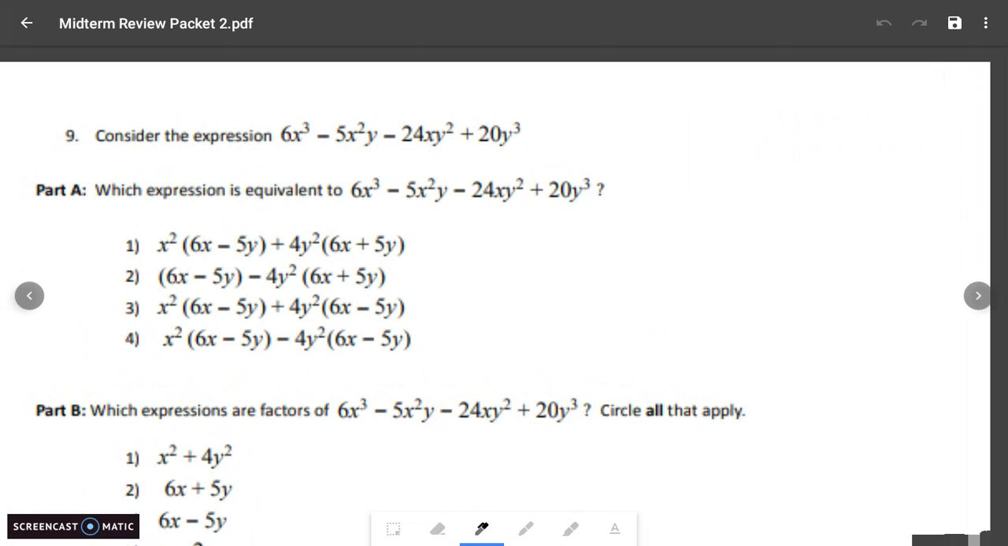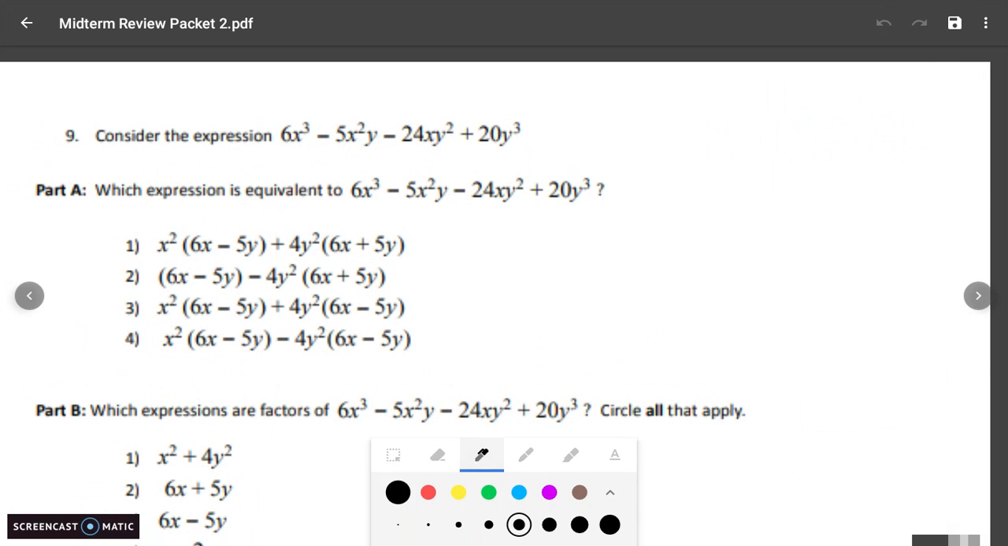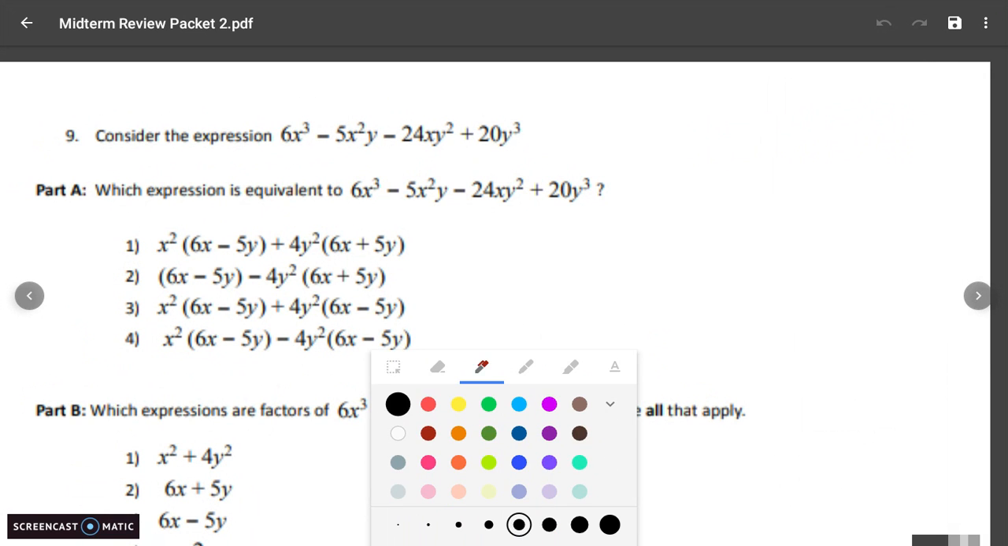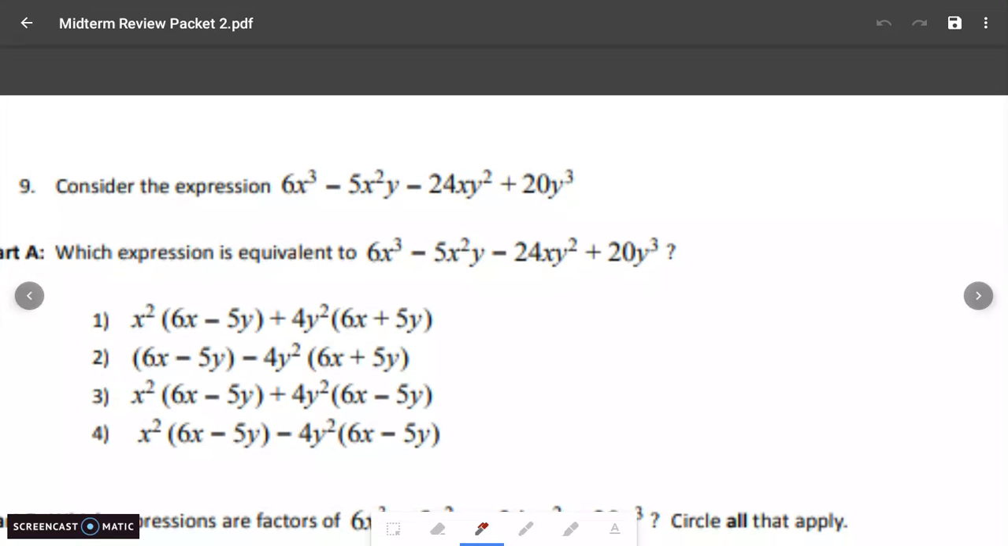Okay, so 9's broken into a bunch of parts for us. First, we want to figure out which part is equivalent. So they're basically setting up our factors here. So if we look, 4 terms again like before, we're going to try to take out any factors we can. So in the beginning, I see we can take out an x squared. And we'll have 6x minus 5y.